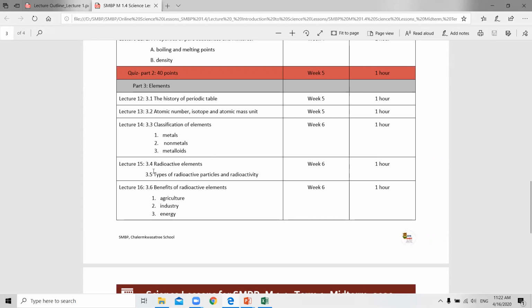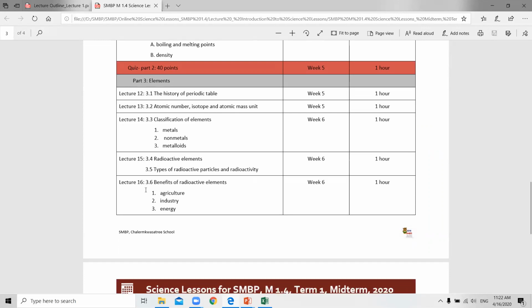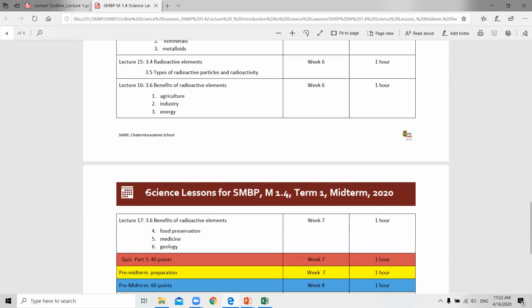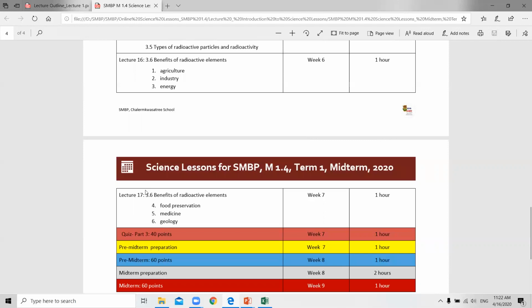Then we will study radioactive elements, types of radioactive particles, and radioactivity. And the last lecture will be the benefits of radioactive elements, like the radioactive elements used in agriculture, industry, energy, food preservation, medicine, and geology. And when we finish this part, we'll have a 40-point quiz in week 7 for 1 hour.